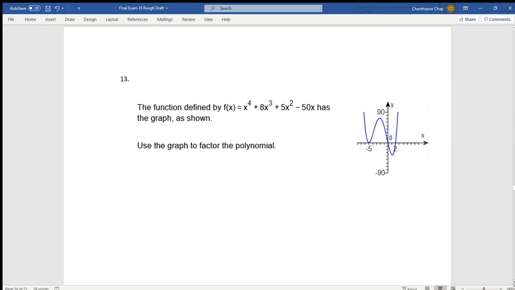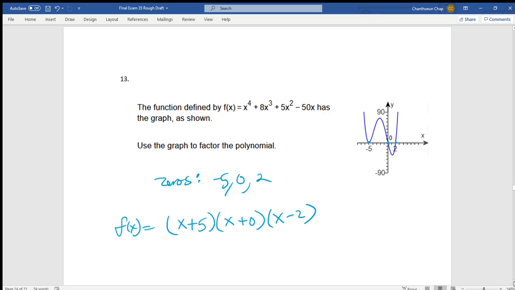Question 13. Let's factor the polynomial given its picture. I know there is a 0 at negative 5. There's one at 0, and there's also one right here at 2. So we have 3 different zeros. So we can rewrite our function f of x as x plus 5, x plus 0, and x minus 2. Well, x plus 0 is just x, so we can put that in the front, and we'll have x plus 5 next, and x minus 2.